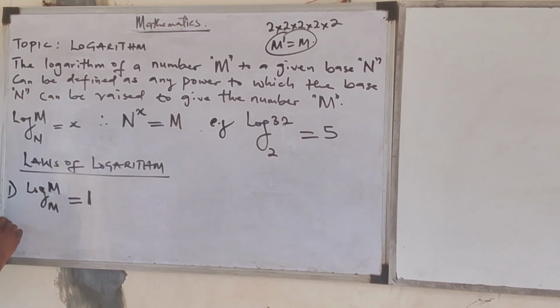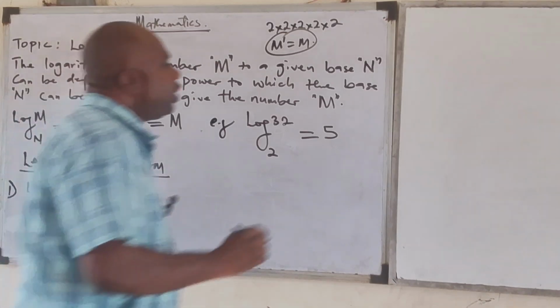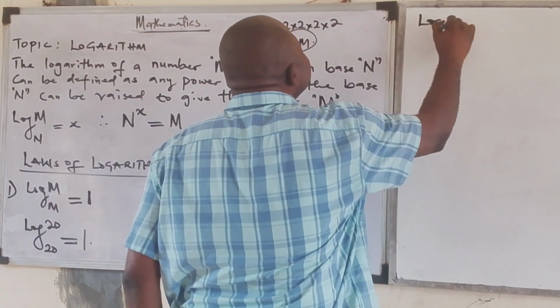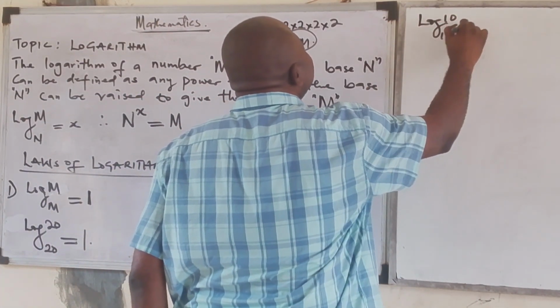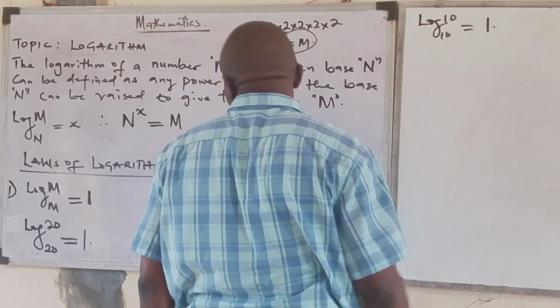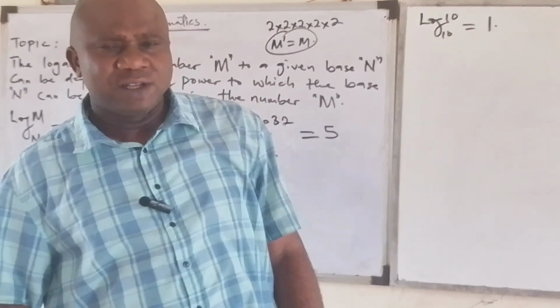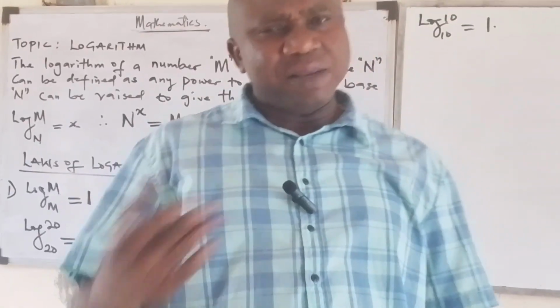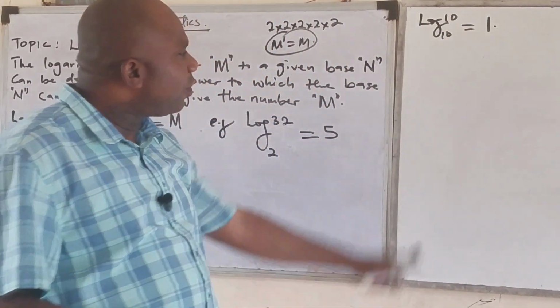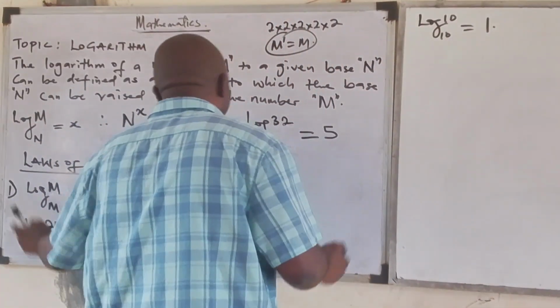Now what we're trying to say here, for example: if you have log 20 base 20, the answer will give you 1. If you have log 10 base 10, the value will give 1. So log of any number to the same base, where the number and the base are the same thing, will give 1. So that's law number 1.